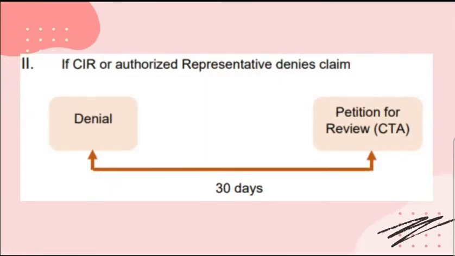The second procedure is when the claim for refund or credit is denied by an authorized representative of the CIR. The taxpayer may file a petition for reconsideration within 30 days. So remember, within 30 days from receipt of the denial and within the 2-year prescriptive period from the date of payment of the tax. Now let's proceed to the next procedure that will be discussed by my groupmate.